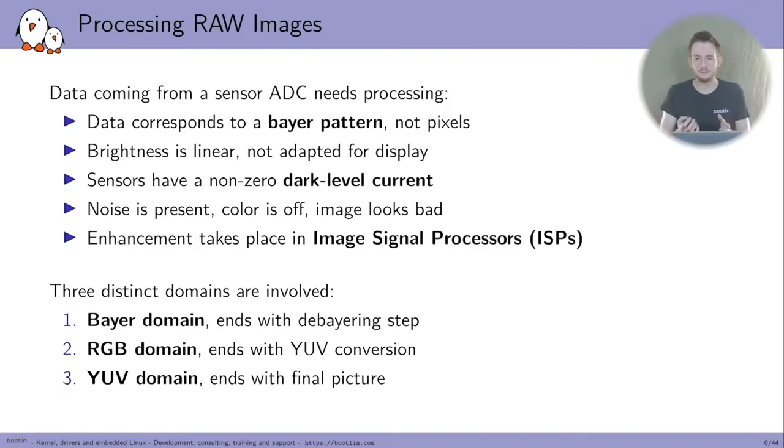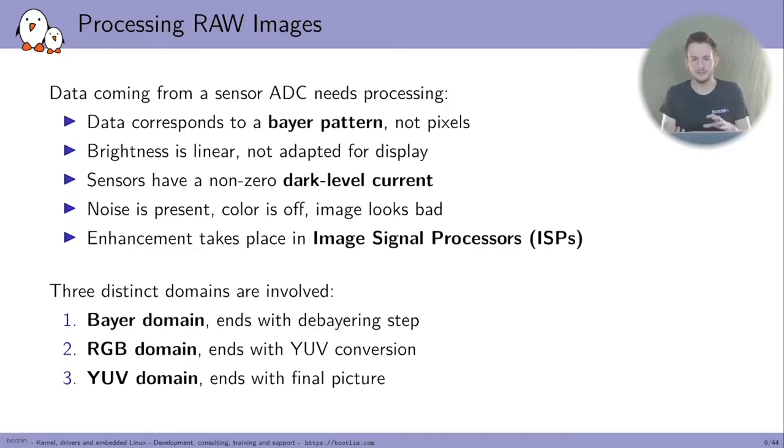And so in order to create pixels, you need to do some interpolation to actually give one red, green, and blue value for each pixel. That's one of the things that needs to be done in terms of processing, but there are lots of different things that need to be compensated or corrected.